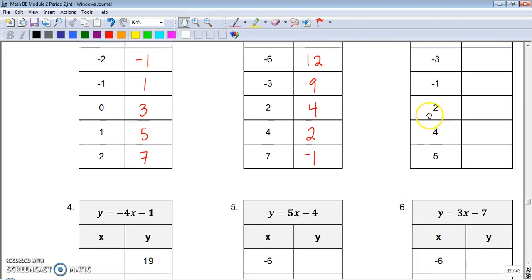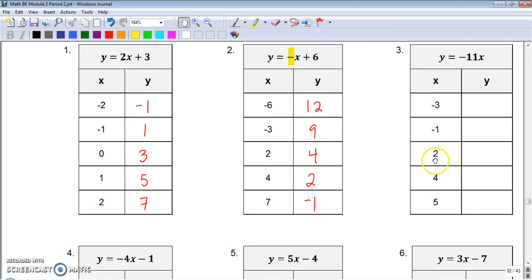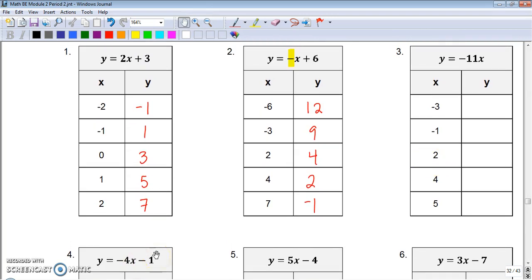In the next video, I'm going to show you how to do the tables below that get a little bit trickier. Right now, I'd like you to try number 3, please.